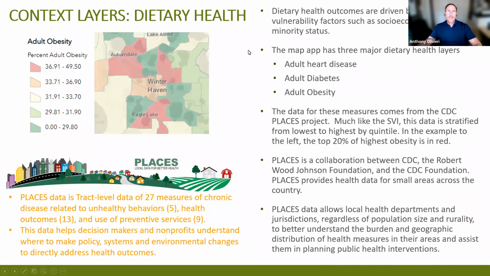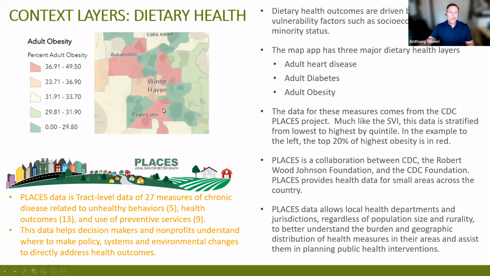So another contextual layer, we have a few dietary health contextual layers, which are also at the census tract level or the neighborhood level. Here we have obesity as an example. And these rates are a percentage of adult obesity. In red, we're focusing on Winter Haven. Down by Eagle Lake, for example, the rates for obesity can range between 36.9, or almost 37%, to almost 50% when you round it up.